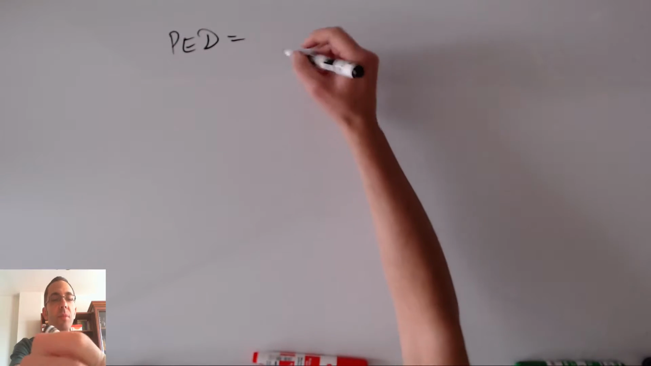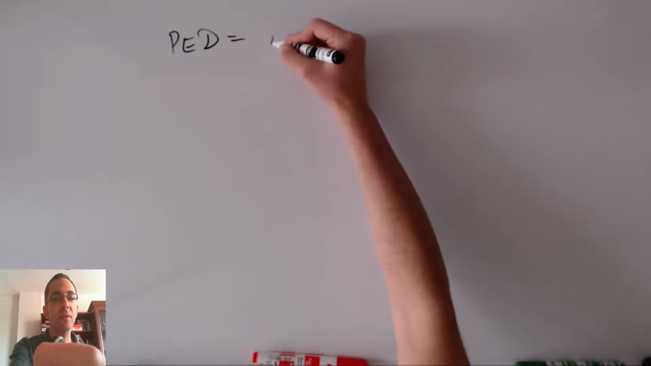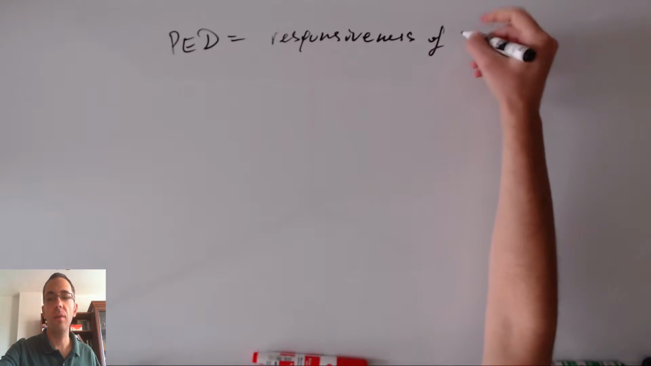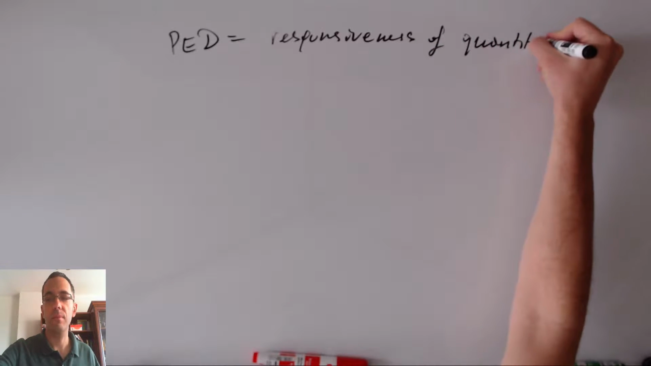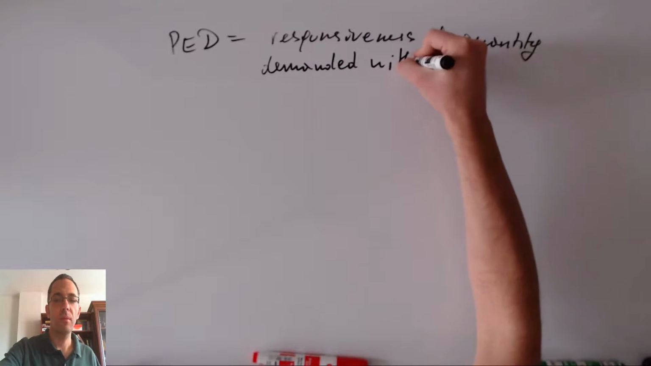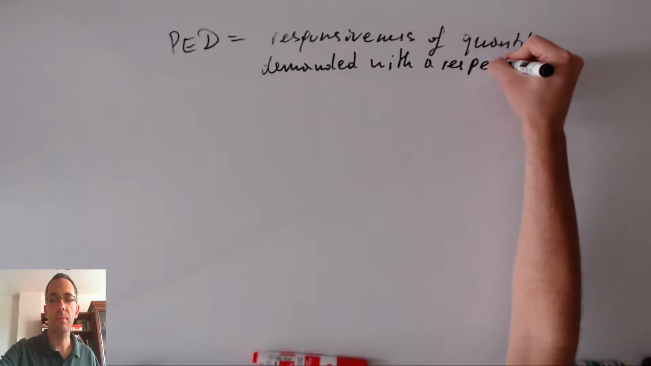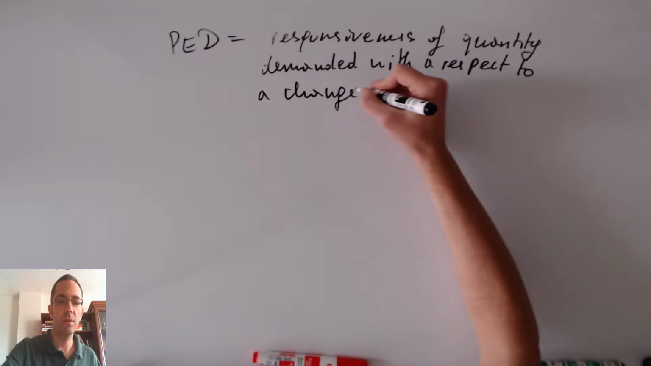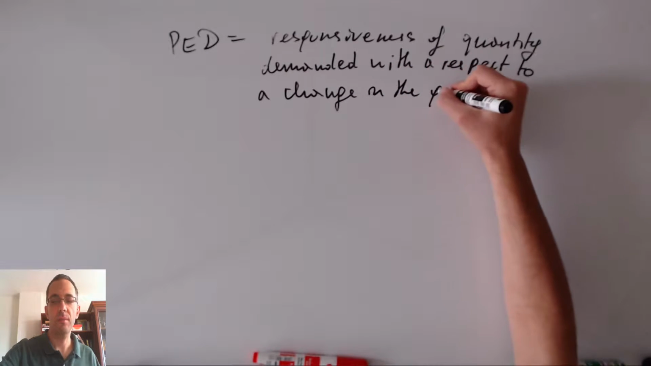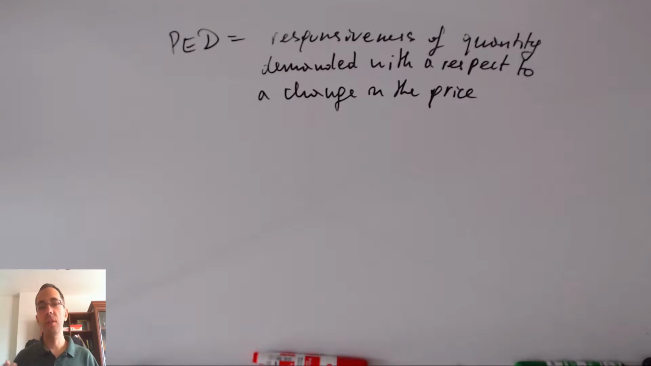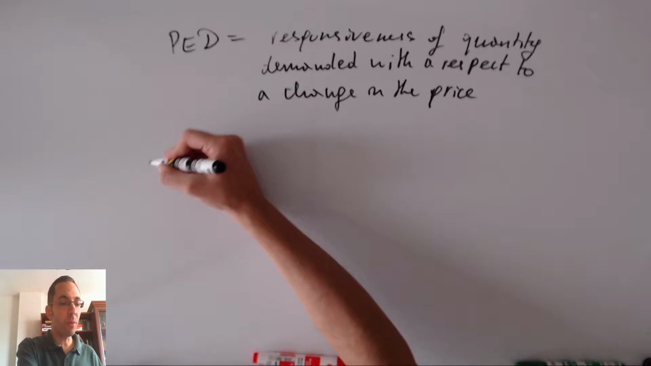can be written like that, it will be, like I said, responsiveness of quantity demanded with respect to a change in the price. In other words, how much will quantity demanded change if we change the price by a certain percent? And we have a formula for that.